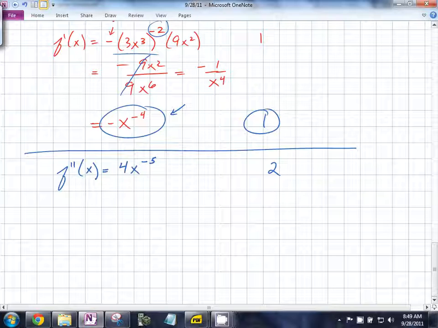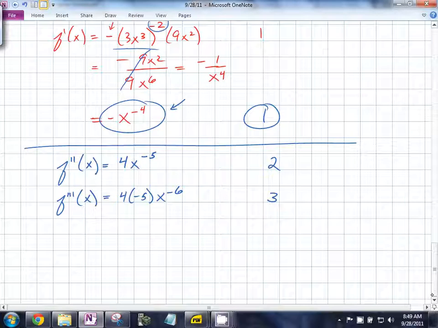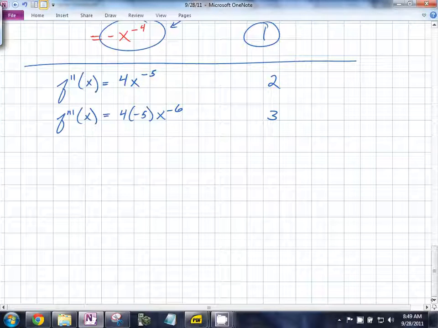Okay, so that's 2. What about f triple prime here? What is the derivative? -20x to the -6. That's what? 3. I'm not going to multiply it out because it'll help you see the pattern. What's the fourth derivative, Tony? 4 times -5 times what? You agree with that? Let's do f5 of x.